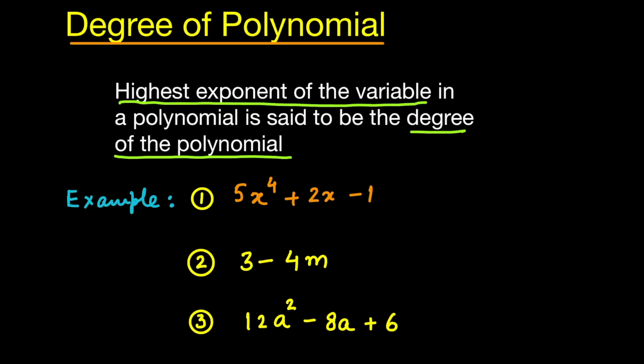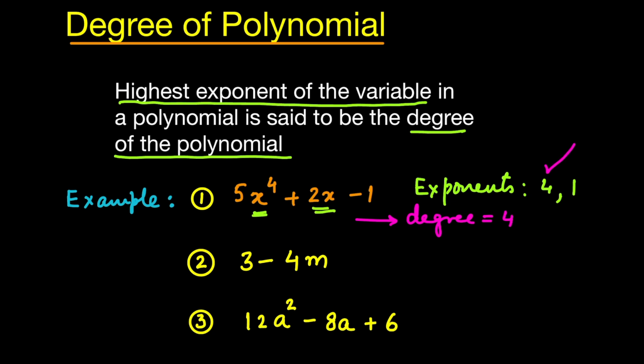Example 1: 5x to the power 4 plus 2x minus 1. We have to see what is the variable here. The variable is x, and what are the exponents here? In this term it is 4, in this one the exponent is 1. So which is the higher one here? We'll take that as the degree. So we'll conclude for this the degree is 4 because this is the higher number.